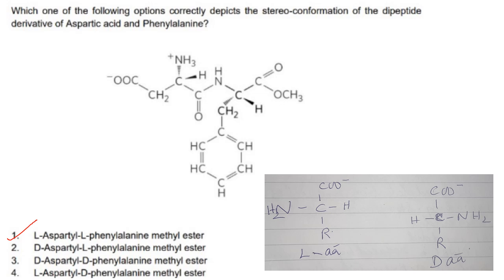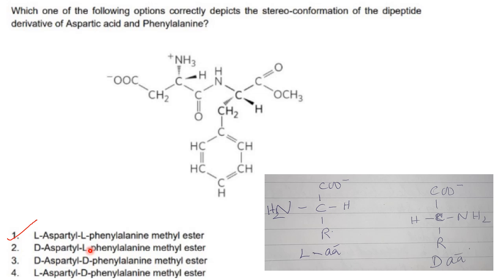Then next one. Which one of the following options correctly depicts the stereo conformation of the dipeptide derivative of aspartic acid and phenylalanine? This is aspartic acid, this is phenylalanine, and this is the methyl ester. Now they have given L-aspartyl, L-phenylalanine. So aspartyl and phenylalanine methyl esters are common in all the options. You have to just see which is L and which is D form.